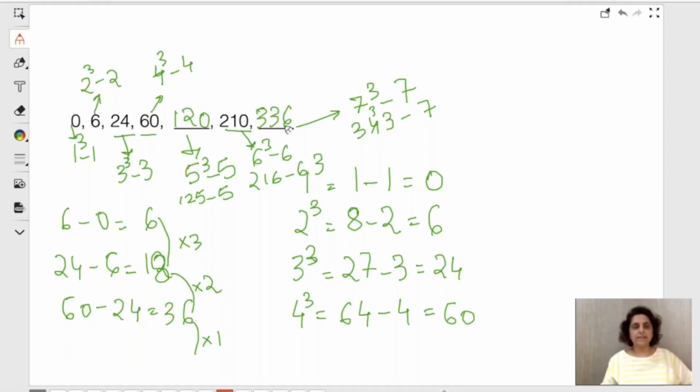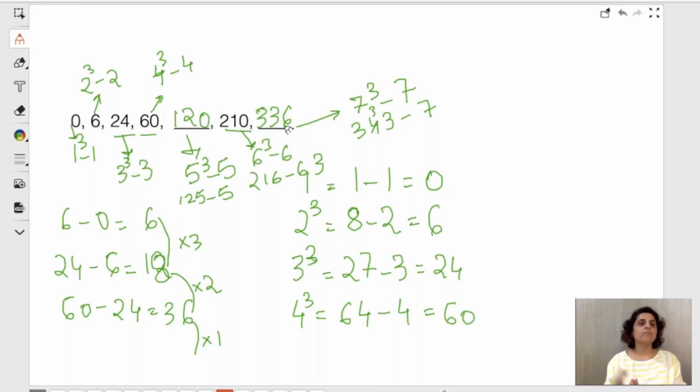So 336 is the next number. This is one way of solving the sum: since we can see that there's a rapid increase in the numbers, we have to go for either the cubes or the squares. Even if we look at the squares, 1 square, 2 square, 3 square, that won't help actually. So we have taken the cubes here.